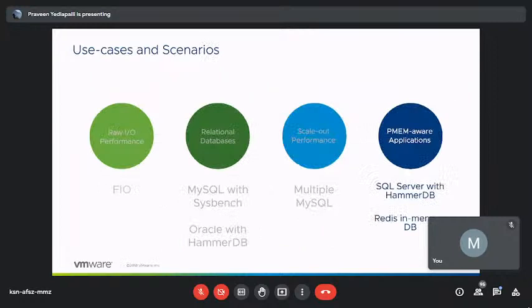And finally, let's look at some PMM aware applications. For example, Microsoft released a new version of SQL database. It's called SQL Server, which has PMM support. That means they modified their application to understand PMM semantics and take advantage of that PMM.